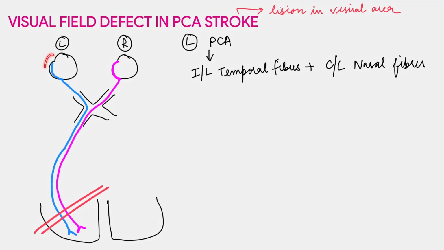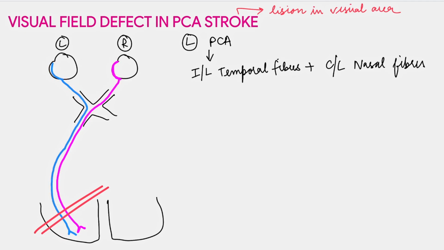Again, I'm drawing from one eye, I'm not drawing the other eye. For example, in the same eye, you'll have nasal fibers which have crossed over to the other side. In the other eye, the temporal fibers stay on the same side. But we're not concerned with that. We are only concerned with one side. So in any side of the visual cortex, we'll have the ipsilateral temporal fibers and contralateral nasal fibers. So that is the lesion.